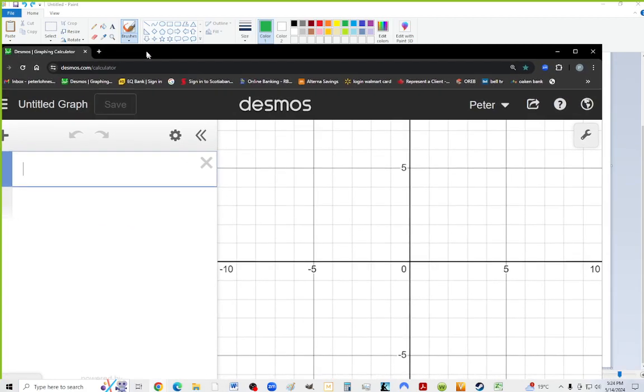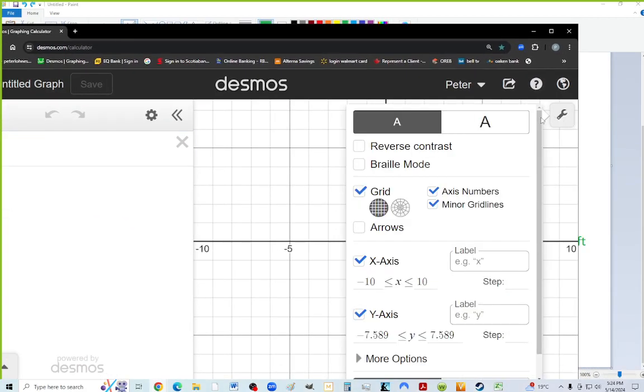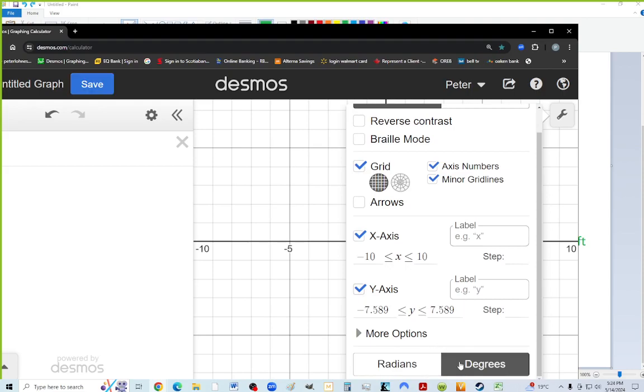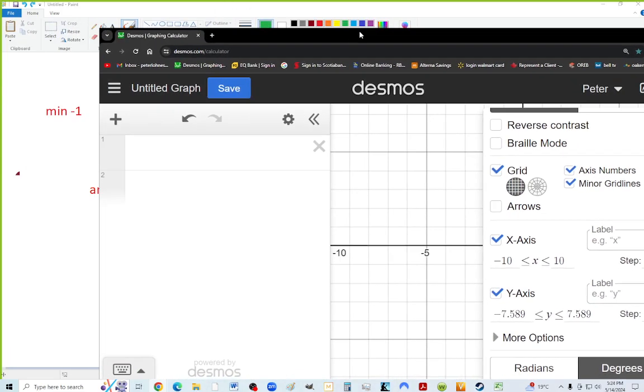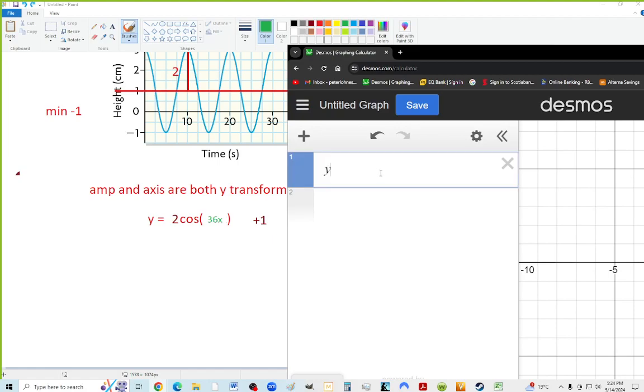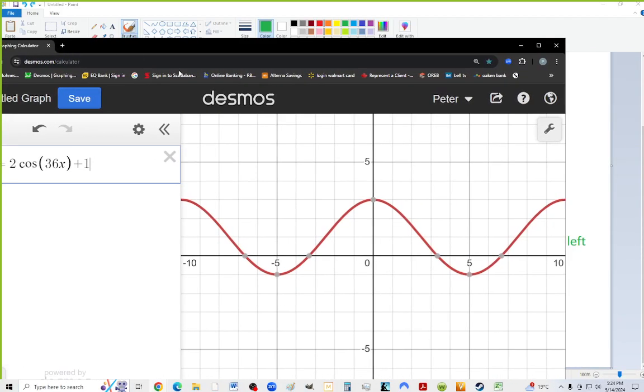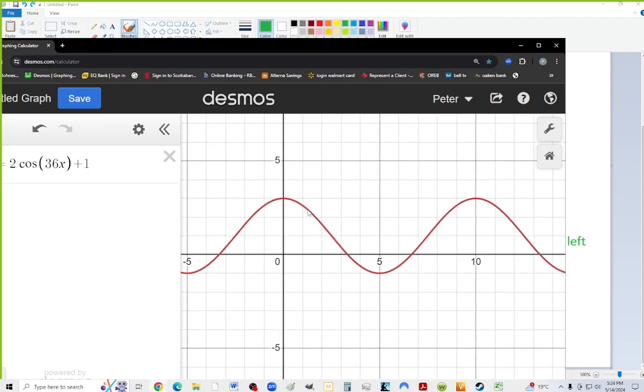Desmos. The first thing I've got to do is change the mode from radians to degrees, otherwise it won't work out for us. So now I'm going to type y equals 2 cos(36x) plus 1. It doesn't look like our graph because we didn't squish it the way we want, but we should just see if the period is 10 seconds long.